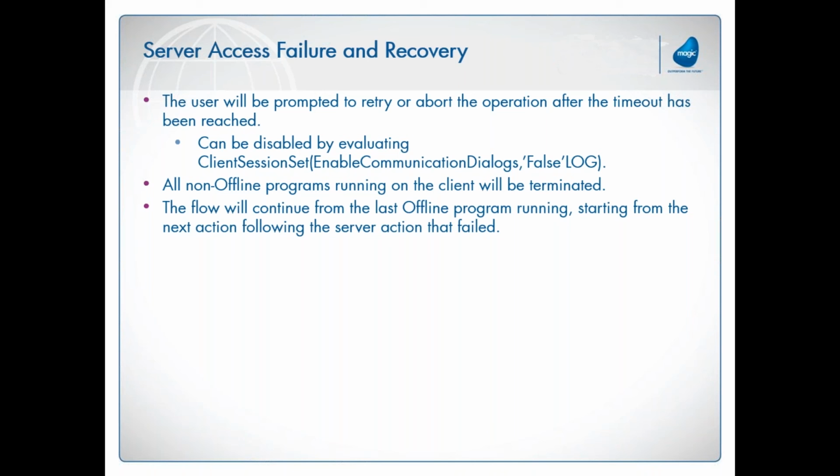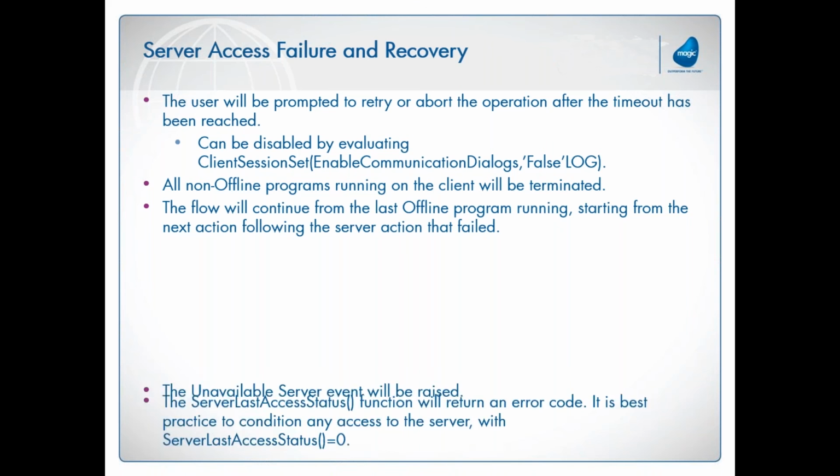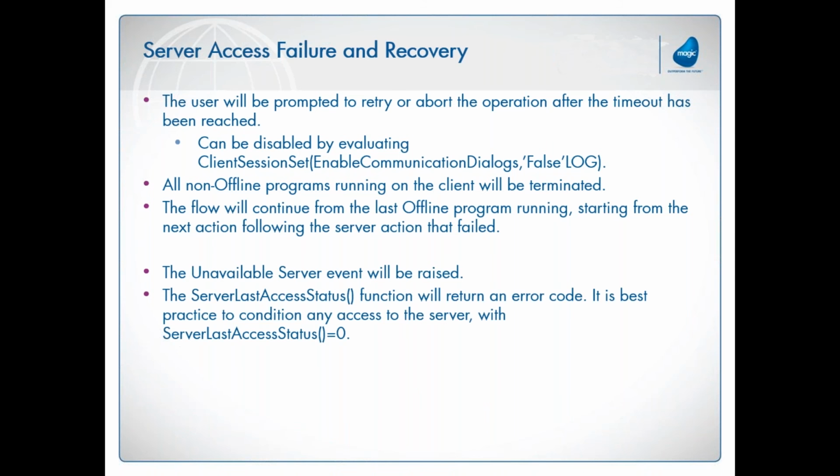But from the application point of view, all the non-offline programs that are currently running will be terminated. So if you started the application in an offline program that called a non-offline program, which is now trying to call a third non-offline program, and there is a problem, then all the non-offline programs will be closed, and the flow will continue with the offline program, starting from the next step in the logic after the call to the server. So usually you will have an offline program doing some calls to a server and then continue from there. From the end user point of view, nothing happens.